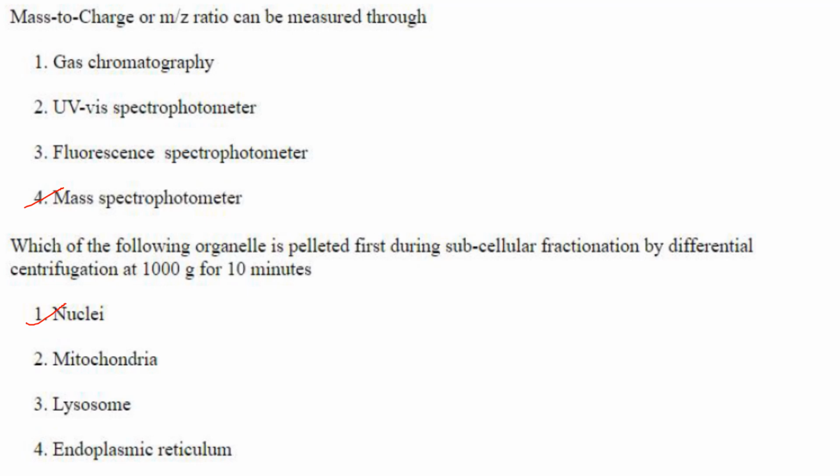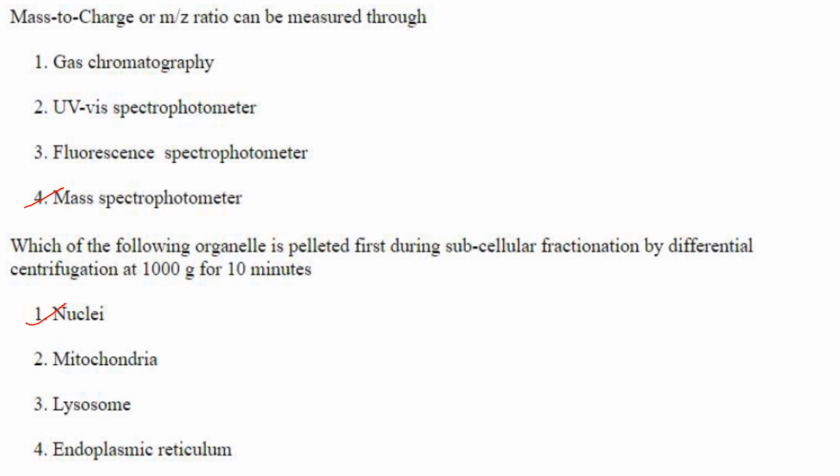Then next one. Mass to charge ratio or m/z ratio can be measured through. So mass to charge ratio, it is measured using a mass spectrophotometer. It measures the mass to charge ratio of ions and it provides information on molecular weight, structural fragments and isotopic composition.